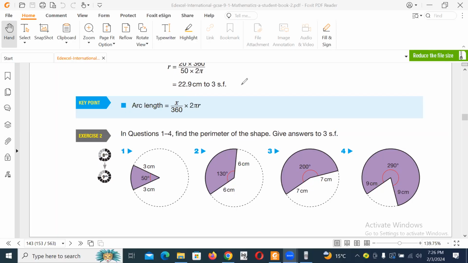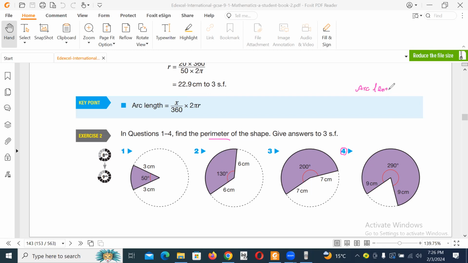Now we will move on to arc length, and by using arc length, how to find the perimeter of the given question. So see one question like question 4. Here in this question number 4, we have the angle given, which is 290, as well as the radius, which is 9. So we are looking for the perimeter of this part. So we need the arc length first.